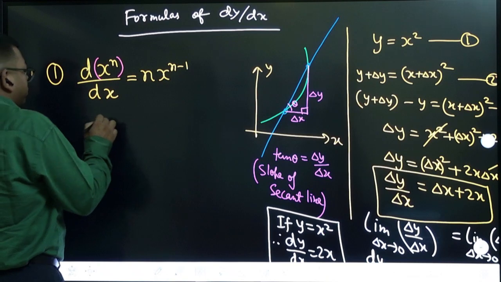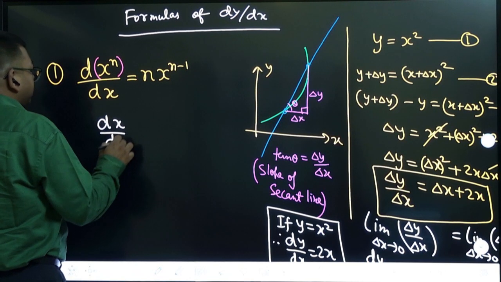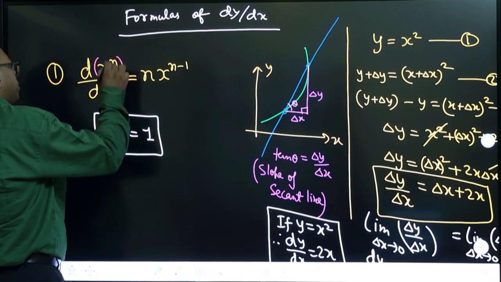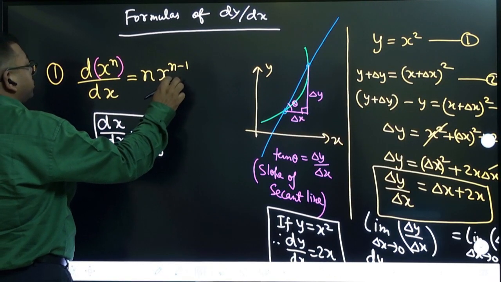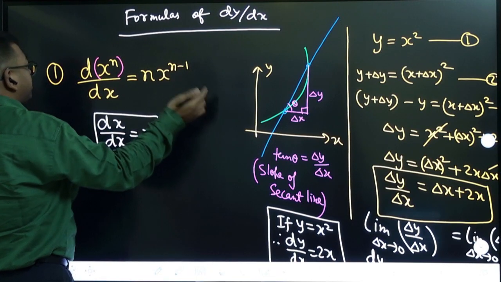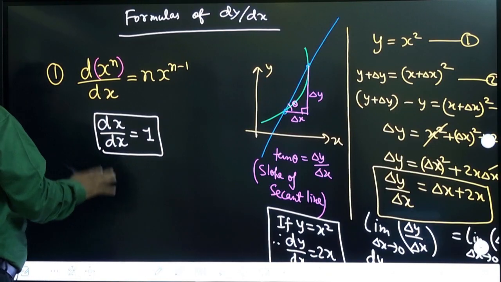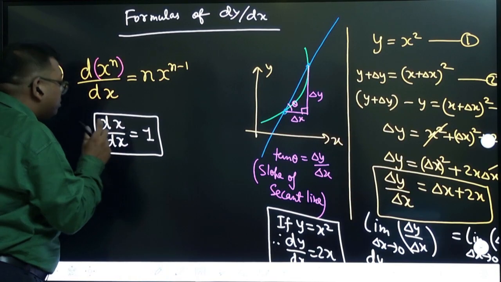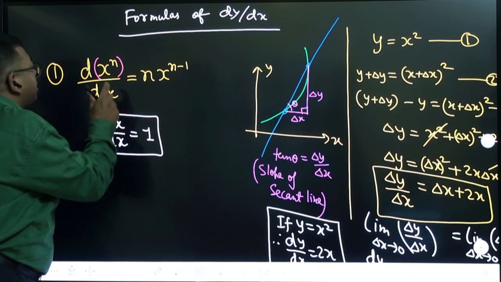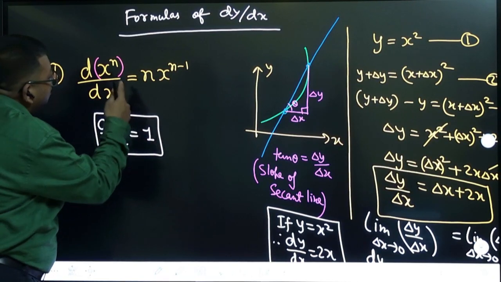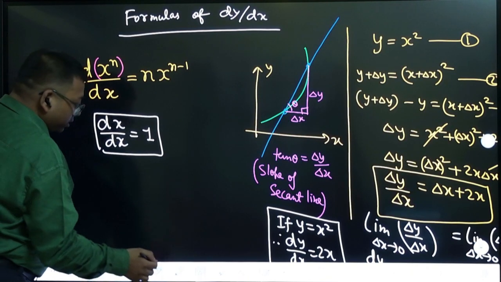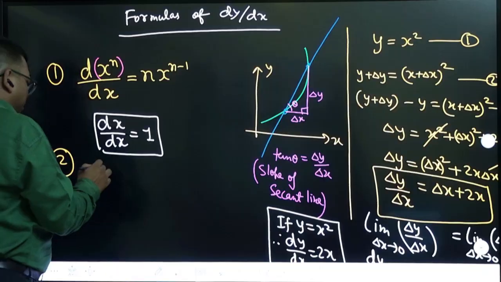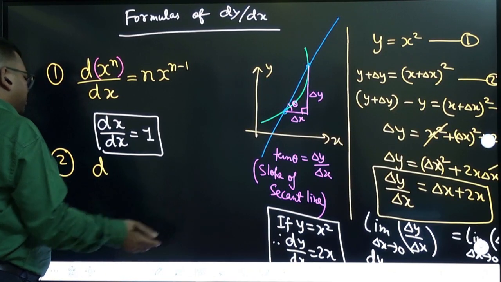In this case also note that dx by dx can be written as 1. If you put n as 1 here, you will see 1 into x power 1 minus 1, that means x power 0 is 1, and 1 into 1 is 1. So dx by dx is 1. You may say that I am cancelling out. Don't make that mistake. Cancelling out you can do, but that is not a proper way of learning. Here we are applying a mathematical operation. Okay, let us move to the next formula. So now also note the differentiation of, let us say, a trigonometric function.